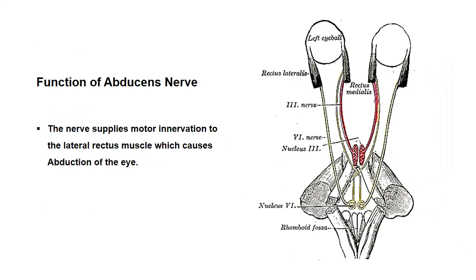The primary function of the abducens nerve is motor innervation of the lateral rectus muscle, which is responsible for abduction of the eye, that is moving the eyeball laterally away from the midline, and coordinating smooth eye movements with the oculomotor and trochlear nerves.